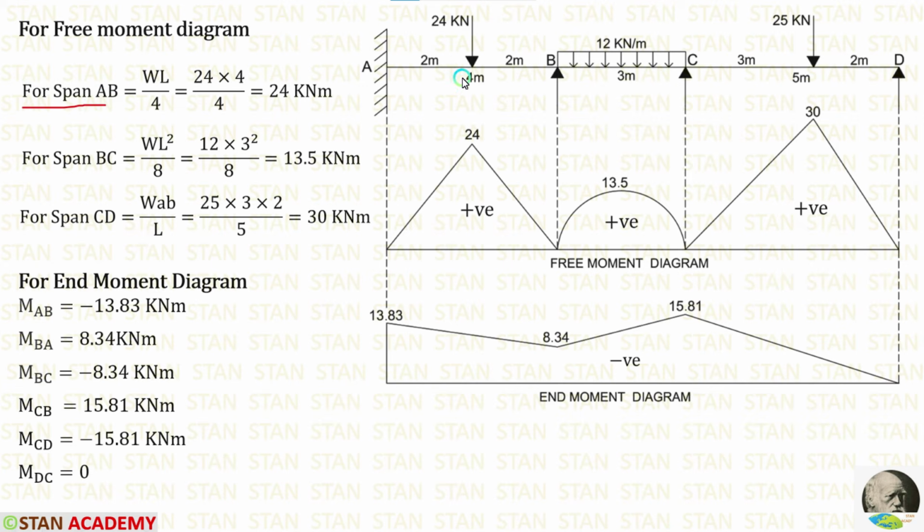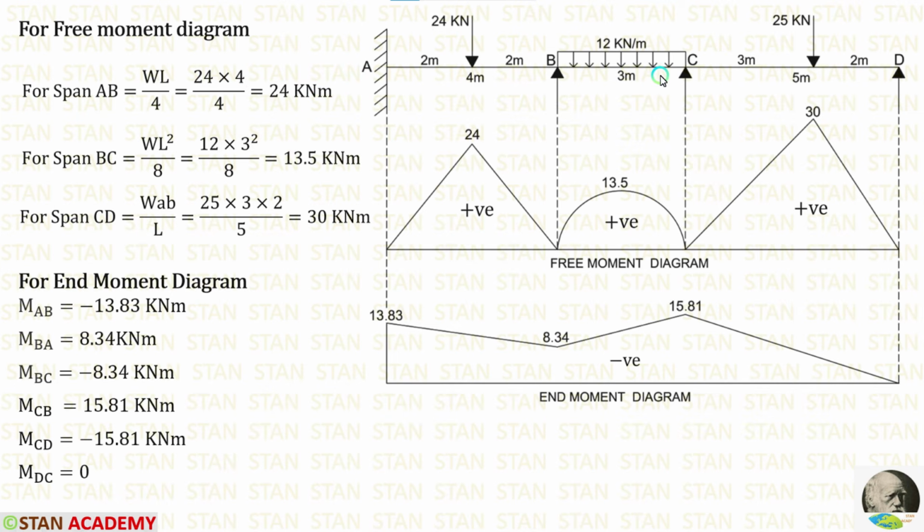If in the simply supported beam, point load is acting on the center, the formula to calculate the maximum bending moment is WL upon 4. Here W is 24, L is 4. When we apply in the formula, we are getting 24 kilonewton meter.